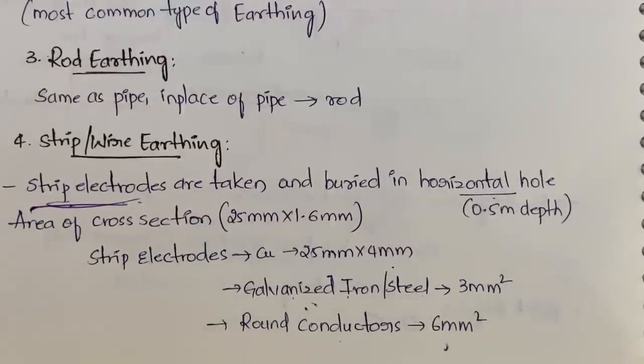Okay, simple. You take those strip electrodes and put them in the horizontal hole. They will act as earthing, they will provide the protection. This is about the types of earthing: plate, pipe, rod, strip. If you remember plate, all the others you can write. In place of plate you will be using pipe, and in place of pipe you will be using rod. But the difference is, for pipes and rods, you put holes in order to insert the earthing wires through them.